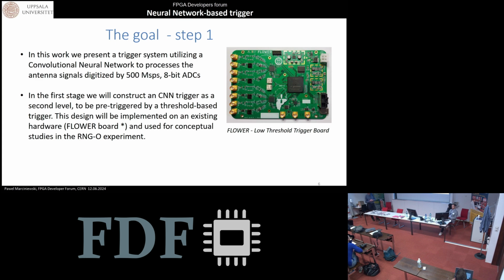This board is quite old, and it will be used for the RNO experiment as the predecessor. So we will be able to test the performance. And so far, we would like to use it as a second level trigger, so being pre-triggered by a coincidence trigger or by a beamforming trigger, checking the performance of the neural network.